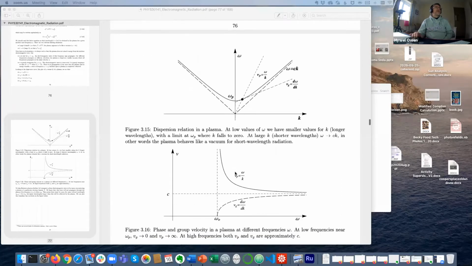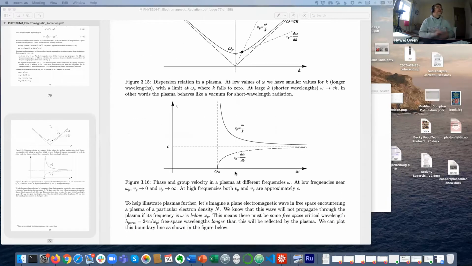Another way to look at it is to look at the phase and group velocity in that plasma as a function of frequency. I've just added this omega p here in the latest version of the notes to make it a little bit more clear. And we have the same basic idea. So rather than plotting omega and k, I'm now plotting omega and v, the velocity. And of course, you can derive the phase and group velocities.